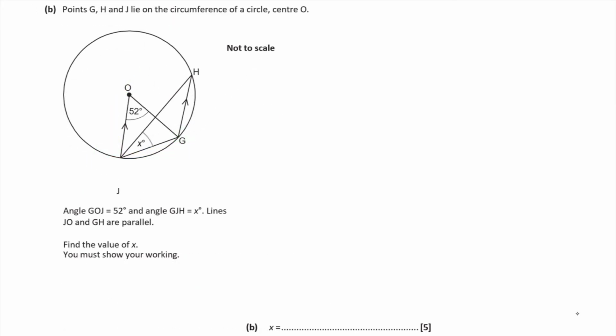Part b says points G, H and J lie on the circumference of a circle, centre O. Angle GOJ is 52. Angle GJH is x. Lines JO and GH are parallel. Find the value of x. You must show your working. Okay, so all that information I was just checking is already on the diagram. GOJ is 52, marked here.